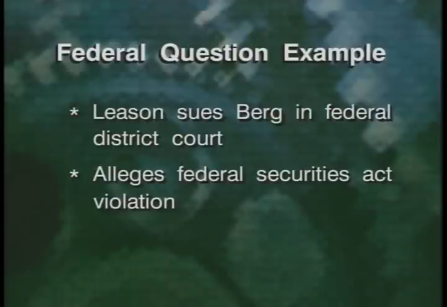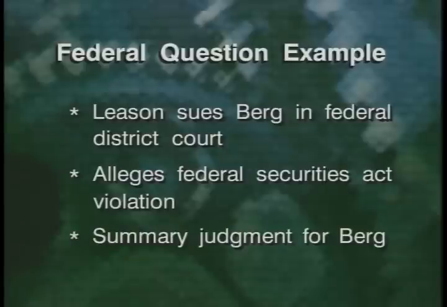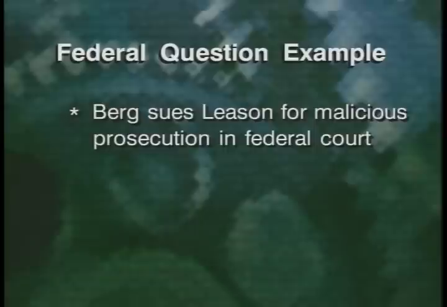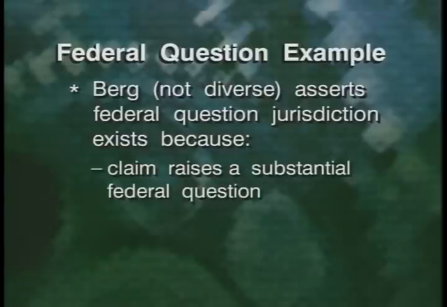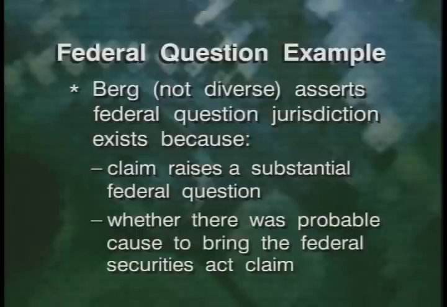Well, you know, was it Twain who said that thunder is good and thunder is great, but it's lightning that gets the job done? Let's go to our first hypothetical. We've got Leeson sues Berg in federal district court alleging a Federal Securities Act violation. The court grants summary judgment for Berg. A disgruntled Berg then sues Leeson for malicious prosecution in federal court. Berg, who's not diverse from Leeson, asserts that federal question jurisdiction exists because the claim raises a substantial federal question. That is, was there probable cause to bring the original underlying federal suit?